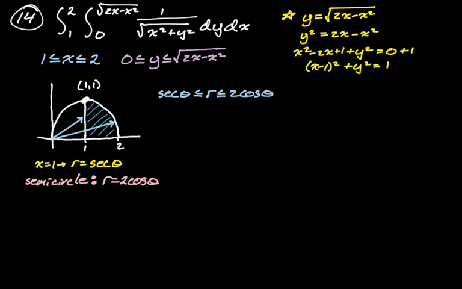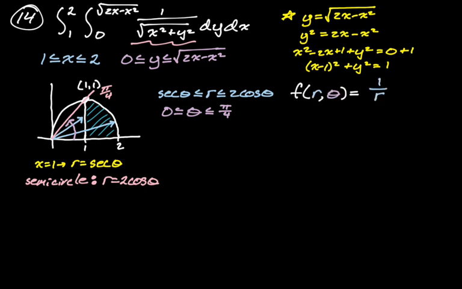All right, so these are our bounds. Secant of theta to 2 cosine of theta. And then theta is going to rotate until you hit this line, which is definitely pi over 4, right? So we're rotating from 0 to pi over 4. So let's convert the integrand, which is going to be 1 over the square root of r squared, so 1 over r. And then our bounds, our integrand, and then there's an r dr d theta. So we get this. So we're really just integrating 1 dr d theta.